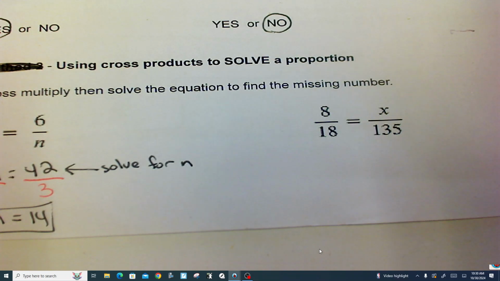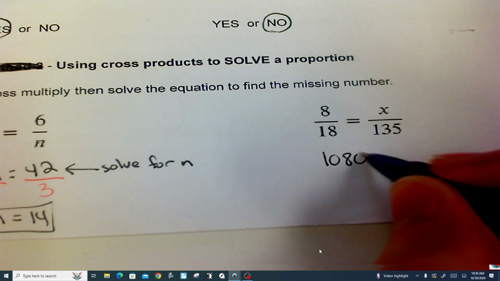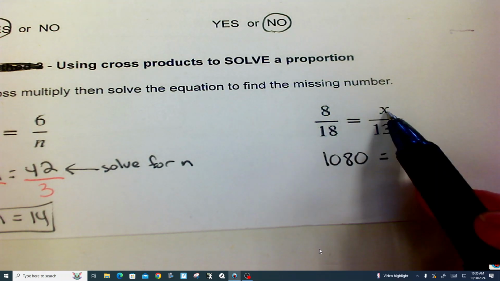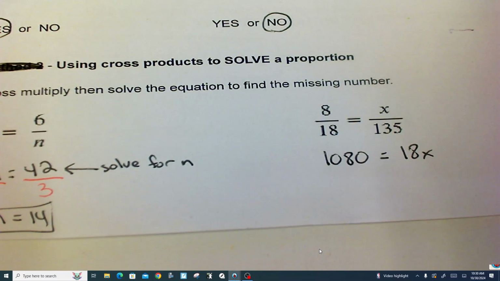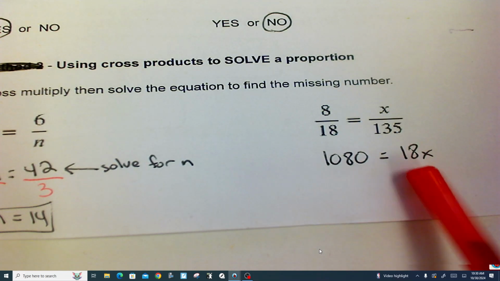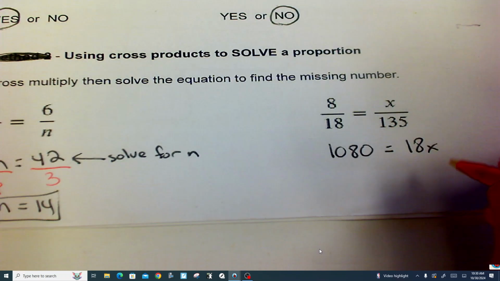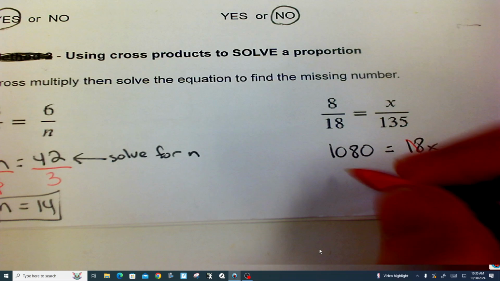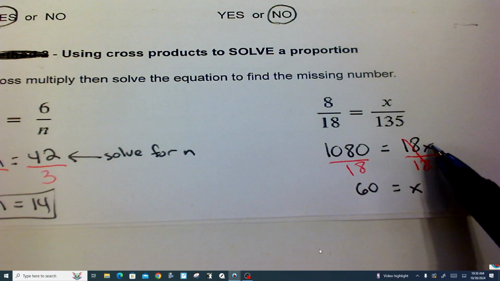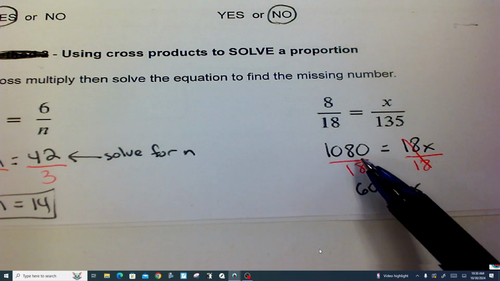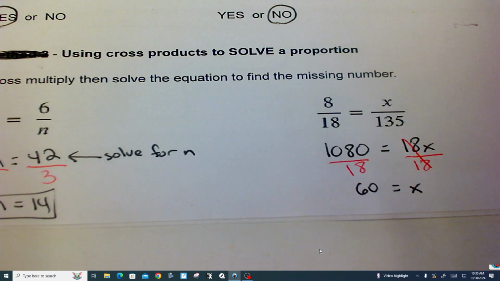8 times 135 is 1080. And then 18 times x, I don't know what that is, so I can write 18x. Again, we just need to go and solve. So divide by 18, divide by 18. And so that x can come straight down, and 1080 divided by 18 is 60.